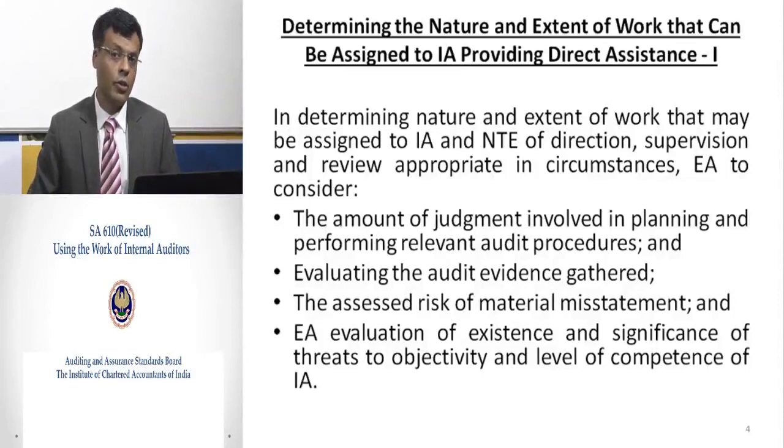The external auditor should also consider the evaluations of existence and significance of threats to objectivity and level of competence of the internal audit. Another example relates to external confirmations, which are performed under SA 505. In this case, the external auditor should ensure that the confirmations are sent under direct supervision. That work should not be delegated to an internal auditor.